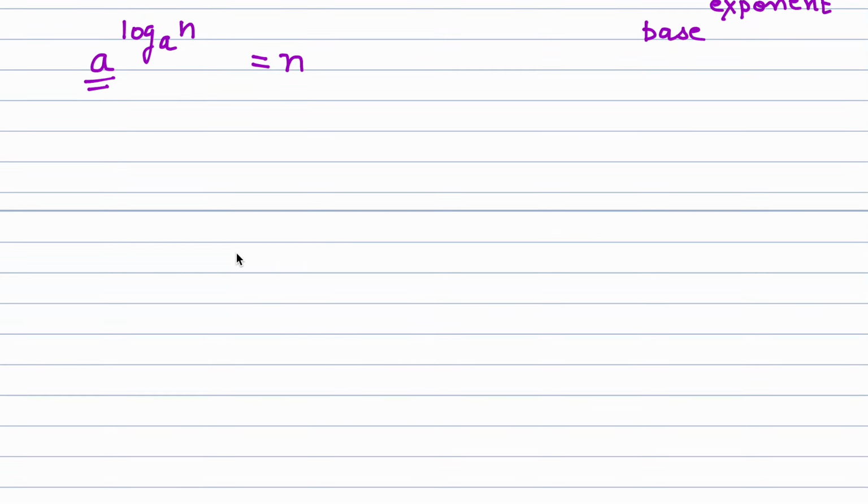Okay. Let's see one thing. E is also a constant. So if some property is working with a number, it will also work with E. E to the power log of E of n is also equal to n. Because log of E can be written as ln or natural log, so I can also write it as E to the power ln of n, and that is equal to n.